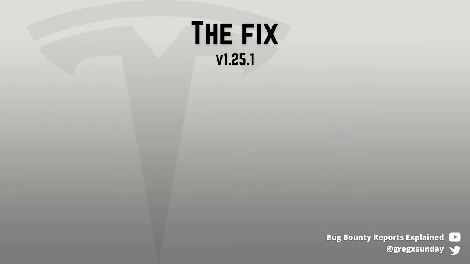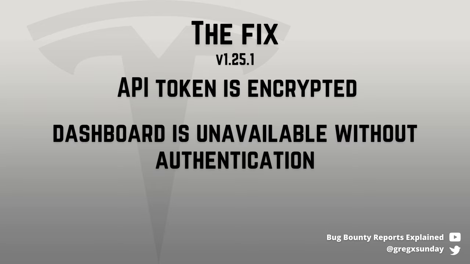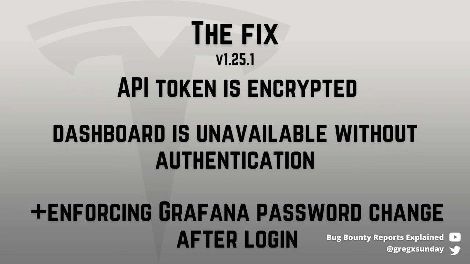As for the fix, in TeslaMate application, the Tesla API token is now encrypted in the database, and Grafana doesn't have the password to decrypt it. Also, all dashboards and databases of TeslaMate are now unavailable without authentication. The fix was introduced in version 1.25.1. So watch out what you expose to the internet and always change default passwords.